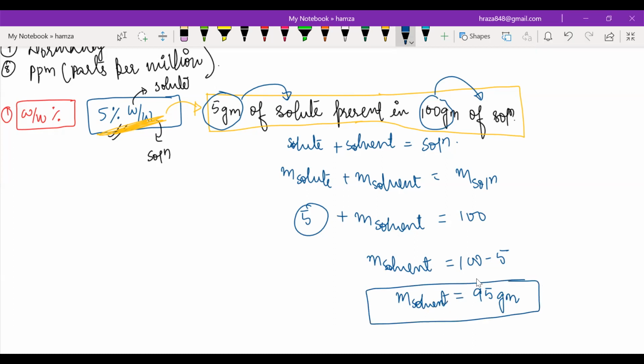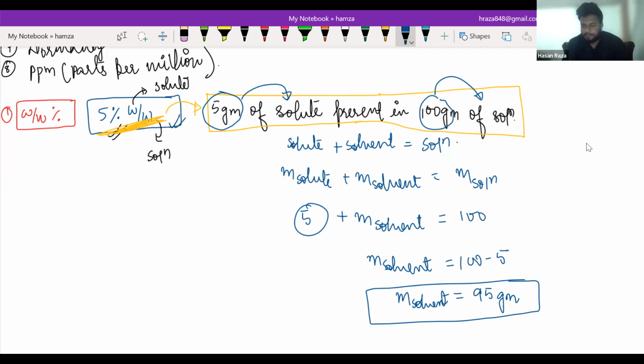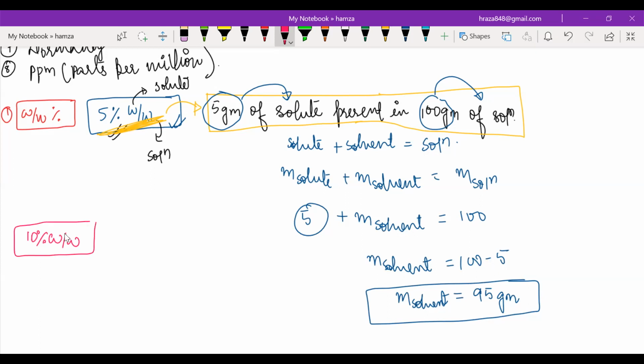Yes or no? Yes, sir. So basically, whenever this type of term is given, you can just write a whole sentence about it, and you can easily find the mass of solvent. Do you know how to calculate number of moles? Yes or no? Do you remember the formula of number of moles? No, sir. Okay, no problem.